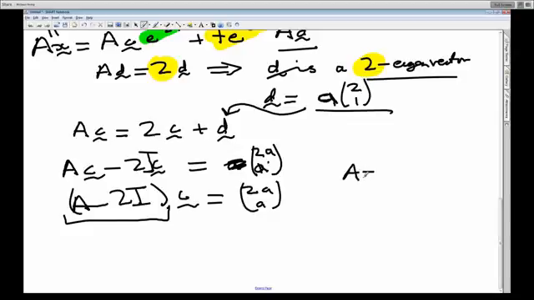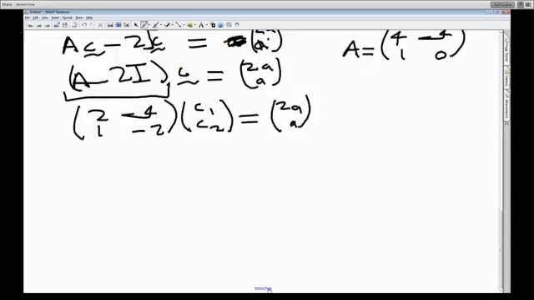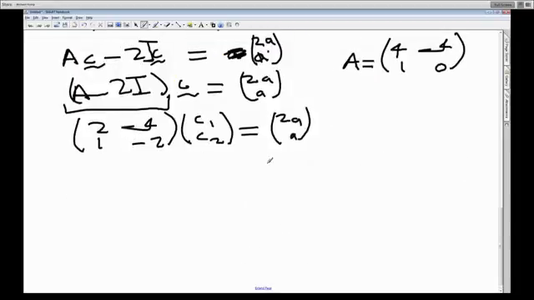So A, if we recall, was 4, minus 4, 1, 0, as I had above. Subtracting 2I just means subtracting 2 off the diagonal entries. So it'd be 2 minus 4, 1 minus 2, times C. I run out of letters here, so let's call the components C1 and C2, the different components of this vector C. That's going to be equal to 2A and A in general. And now we're going to try to solve this.